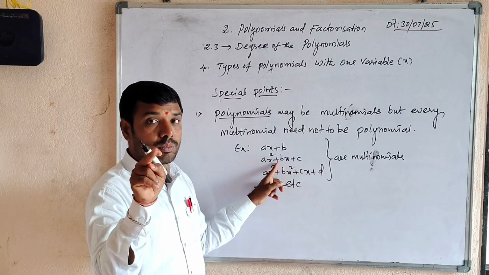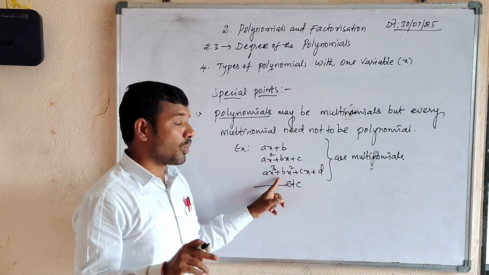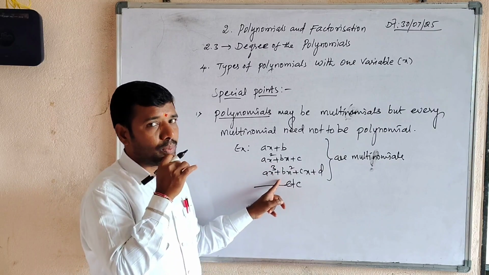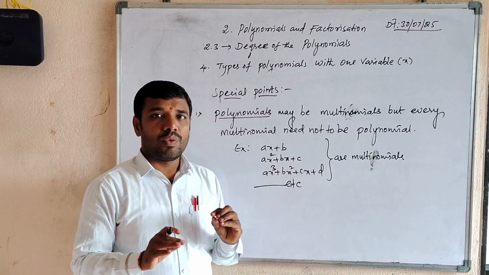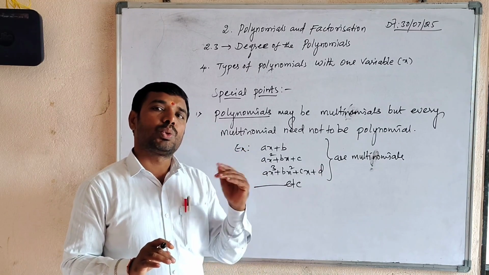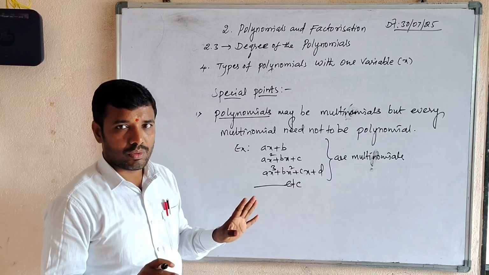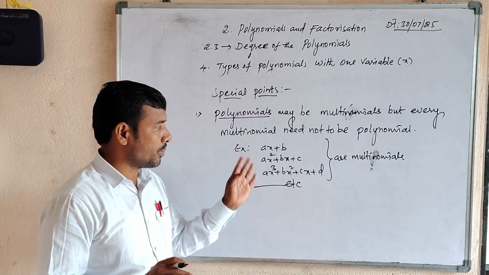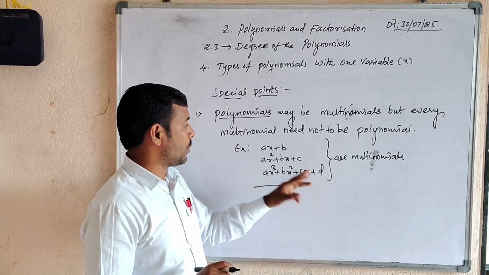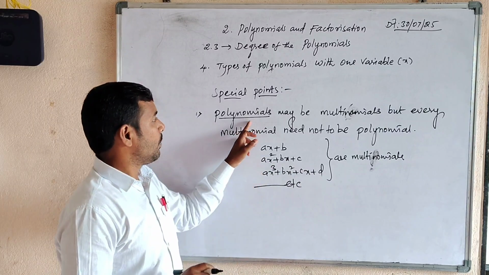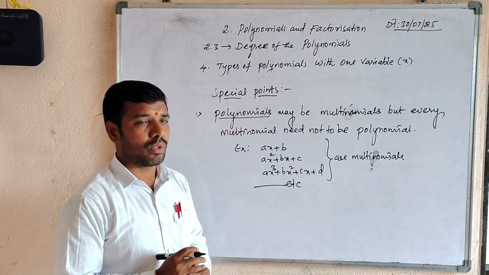Here more than two terms are there. That's why multinomial. Actually, the multinomial concept is right. The polynomial which contains two or more than two terms is known as a multinomial, as we just discussed. So based on that, this is multinomial, this is multinomial, this is multinomial. Before that, they are polynomials. Polynomials may be multinomials, no doubt.